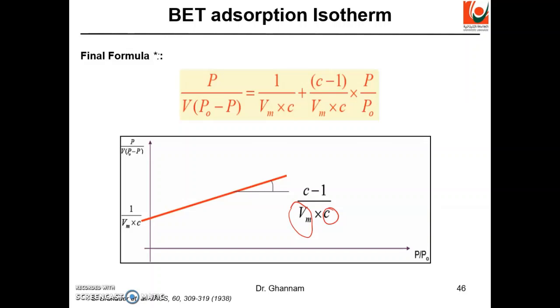So you need to know this formula, and you need to know how to draw a linear variation, leading you to determine the value of Vm, which is the volume of adsorbate to form one layer over the adsorbent, over the substrate, and C, which is the BET parameter, and which is directly dependent on delta H of adsorption. So if we determine the value of C, we'll be able to determine the value of delta H.